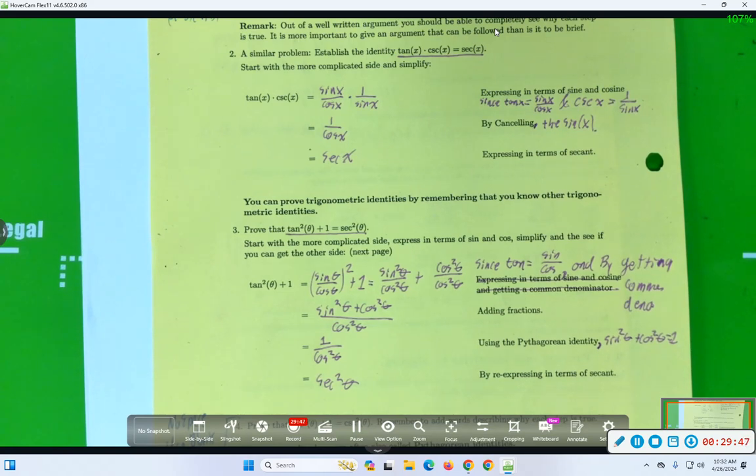As a bit of guidance, the identity that I'm asking you to prove at the bottom of the page, does it look pretty similar to the identity that you just proved? Maybe you could follow some similar steps. This isn't like a test or anything.